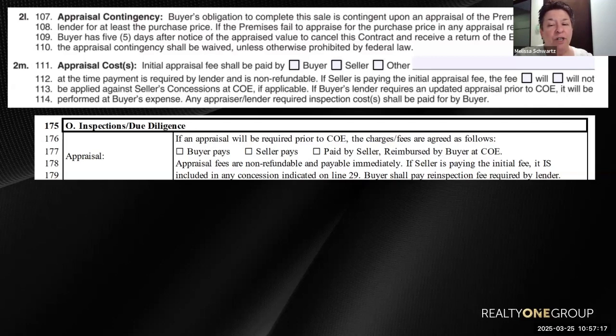Appraisal fees are non-refundable and payable immediately. If the seller's paying the initial fee, they've added this, which is fascinating. It is included in any concession indicated on line 29. So their line 29 is those concessions, if the seller's providing concessions, right? In this scenario, they're saying it's not even negotiable. If the seller's paying that up front, it's already a part of what they've agreed to. It's not in addition to.